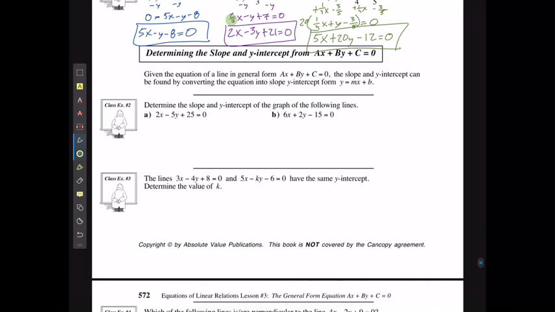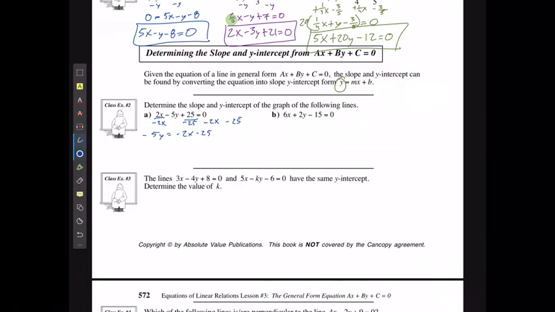If I'm determining the slope and y-intercept form from my general form, then all I'm really trying to do is isolate y. In every single case, I just need to get y by itself with no coefficient in order to make this work. So if I'm in my general form, the first thing I'm going to do is move anything that is not y to the other side of the equation. So I'm going to subtract 2x from both sides, and I'm going to subtract 25 from both sides.